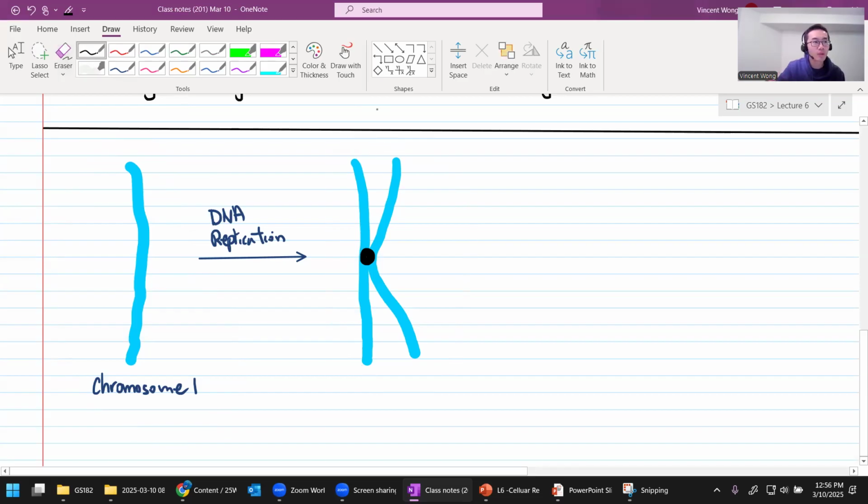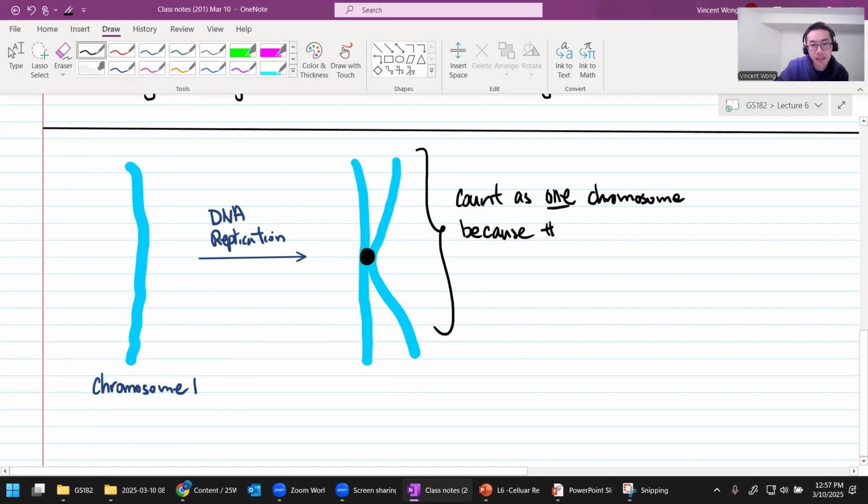But the way we count chromosomes is like this. If they are stuck together, we count it as one. If they're connected, it doesn't matter that you have two pieces, we count it as one. It's like a Kit Kat, the chocolate bar that you can break in half. Before you break it, we still count it as one. It's only after you break it apart that you have two pieces. So over here, this is still counted as one chromosome because they are stuck together.